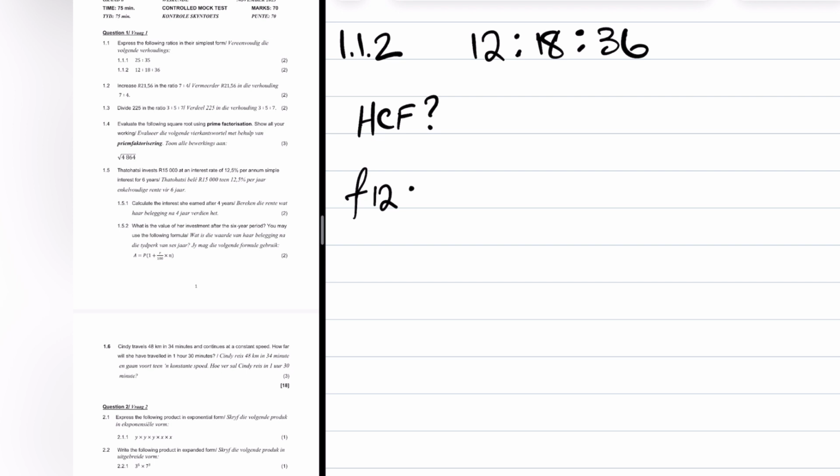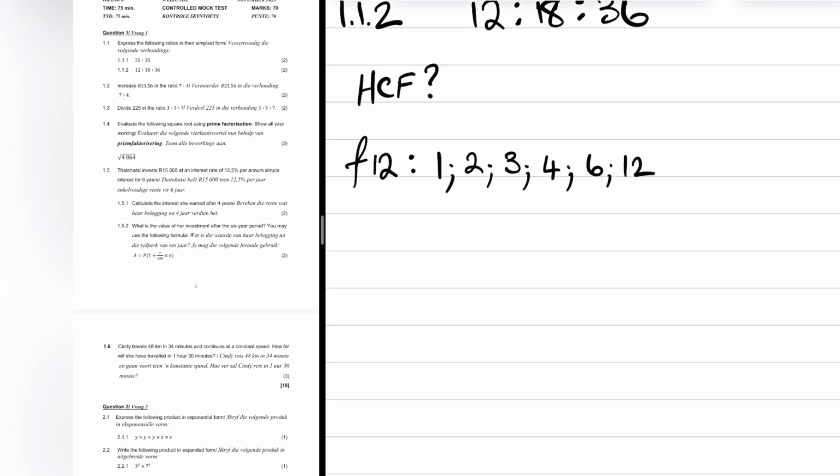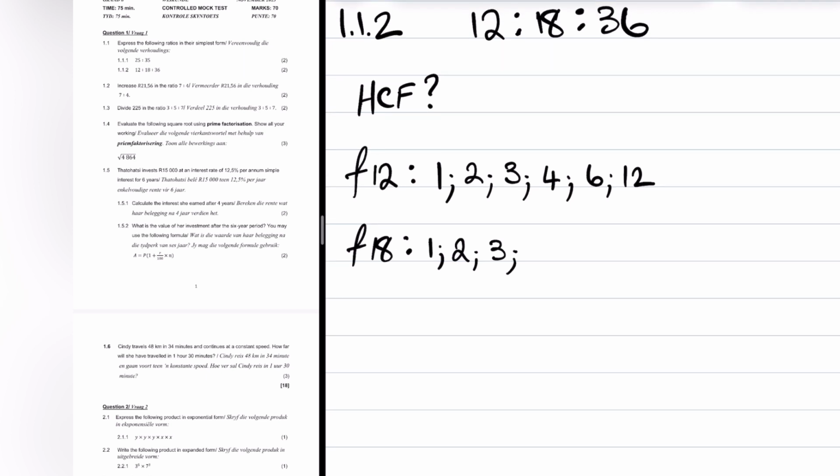So the factors of 12 again here is, we've got 1. Dan kan 2 ook in 12 deel. Ons kan ook 3 in 12 deel, 4 is ook 'n faktor, 6 en dan natuurlik 12. So those are the factors of 12. Then let's go straight into the factors of 18. We've got 1 as well, we've got 2, we've got 3, 4 cannot divide into 18, neither can 5, 6 can, 7 not, 8 not, 9 can, en dan is dit 10, 11, 12, 13, niks van daai nie, so dis net 18 wat oor is.